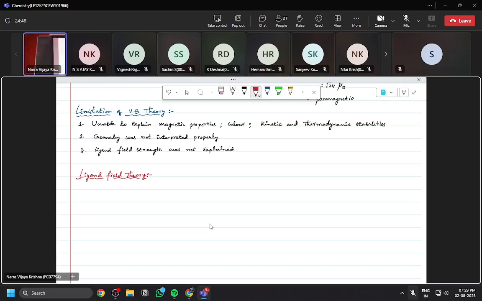In ligand field theory, first you will find some postulates. So let me see those postulates. Point 1. Ammonia is a ligand. Is it positively charged or negative or neutral? Neutral. Neutral molecules or neutral ligands are considered as point dipoles.